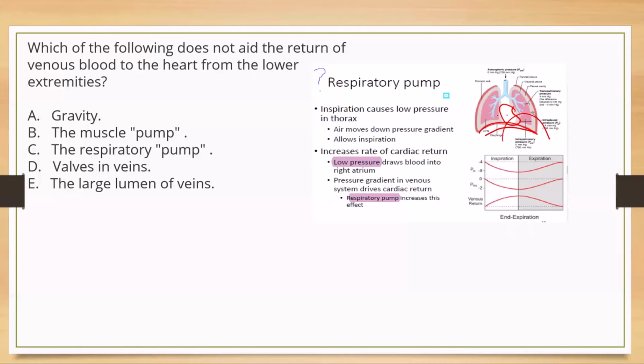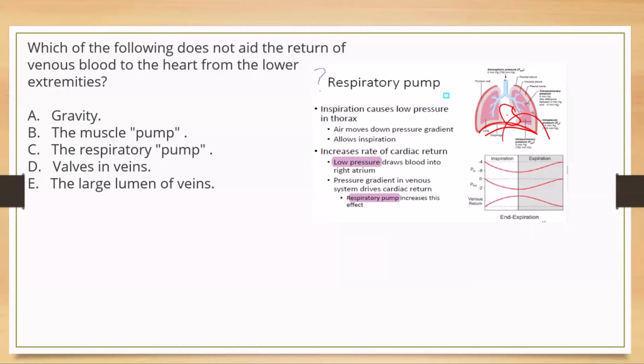So it means the pressure in the inferior vena cava and the superior vena cava will be higher. So it will move blood into the low pressure chamber, which is the heart, the right atrium. That is how it pulls the blood. So basically, that is how the respiratory pump helps in pushing blood to the heart.